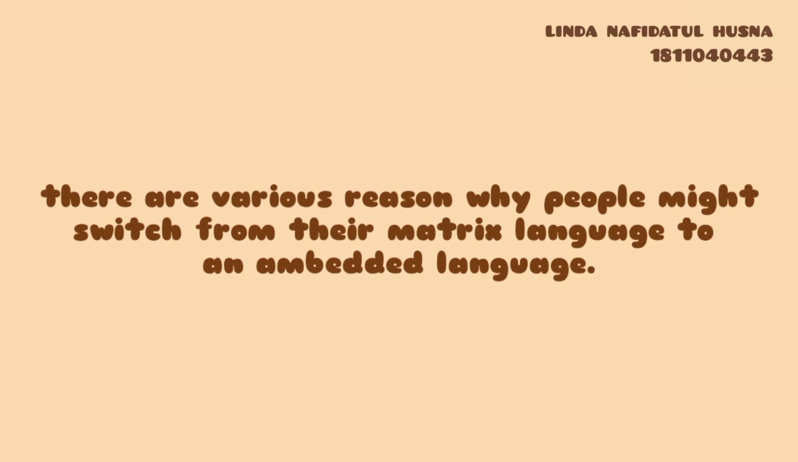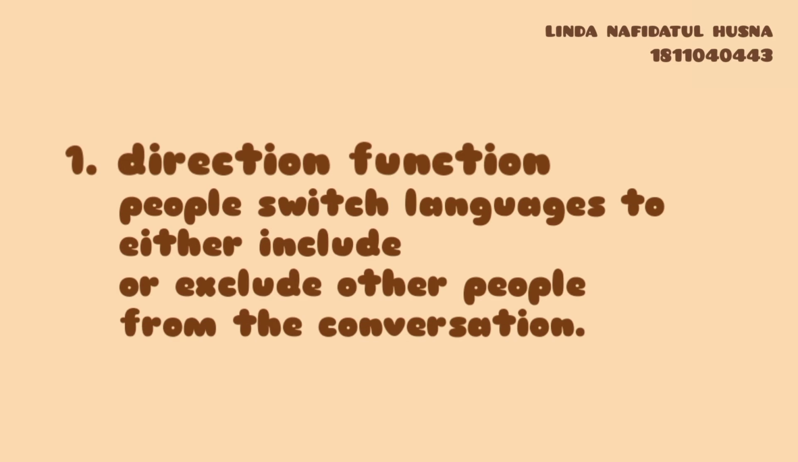There are various reasons why people might switch from their matrix language to an embedded language. 1. Directive function. People switch language to either include or exclude other people from the conversation. Maybe you want to tell secrets, so you switch to a language that the people around you don't understand, or maybe the opposite. Maybe you want to end the private conversation and re-engage with people around you, so you switch to a language that they understand.